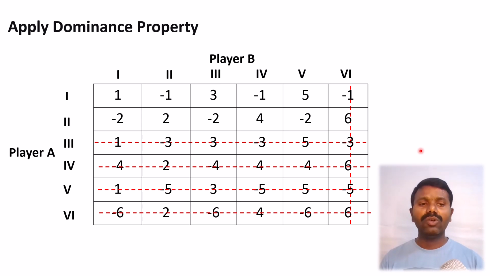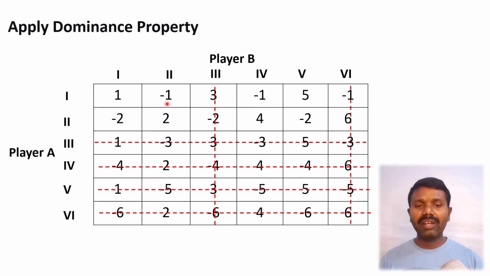Now you come to the columns. Comparing the first column with the second column, if you apply the dominance property, minus 1 is dominating minus 1, 1 is dominating minus 1, but minus 2 is not dominating 2. So again 1 is dominated by 3, that means the third strategy, and 2 is the same. So by comparing the columns, the third strategy is dominating the first strategy. In column elimination, whichever is dominating, that column needs to be removed. So here the third column needs to be removed.